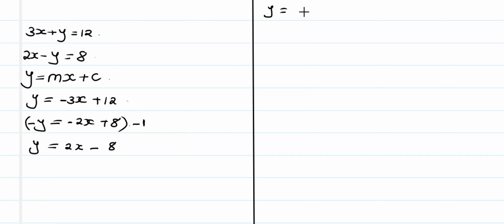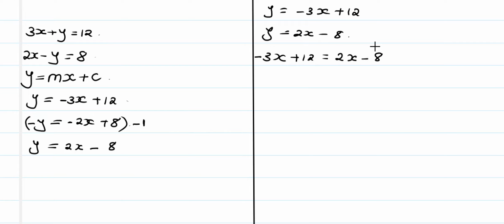So from there, let me copy the equations again here. y equals negative 3x plus 12. And then we have y equals 2x minus 8, like that. So the next step, since y equals all these values here, and also y equals all these values here, it means this one equals this one. So now, instead of using y, I can say this negative 3x plus 12 is equal to this value of y, which is 2x minus 8, like that.